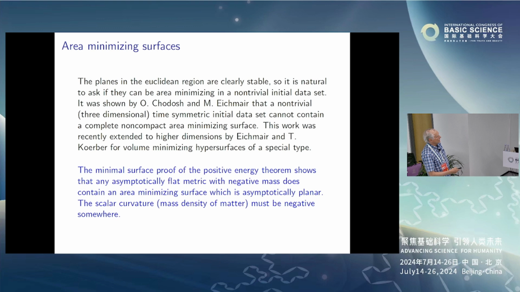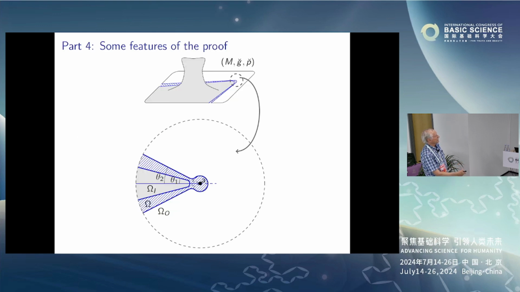Okay, and so notice that our proof of the minimal surface proves the positive energy theorem in 3 dimensions even implies that if the space-time had negative energy, then there always would be an area minimizing surface. So this condition really distinguishes between positive and negative energy.